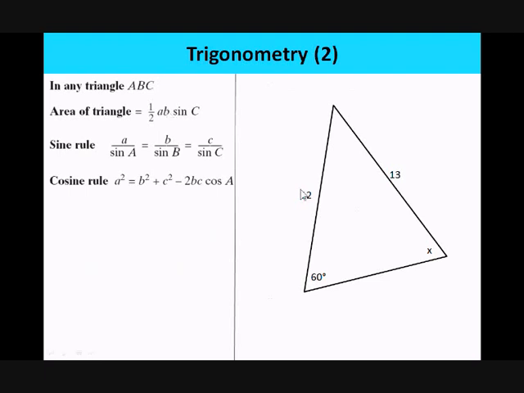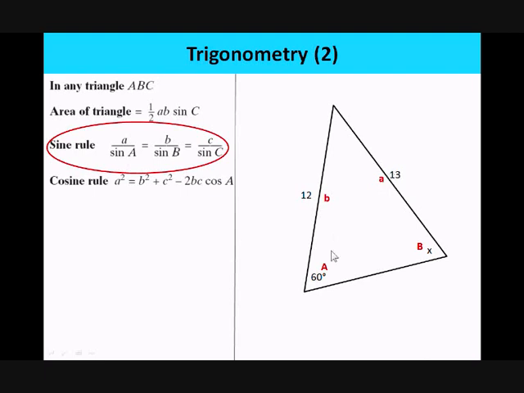Now here's another exam type question. This time you'll notice that we know that this side is 13 and we know that the angle opposite is 60. So this time we can use the sine rule because we know a pair of side and opposite angle. So let's start labeling this diagram.